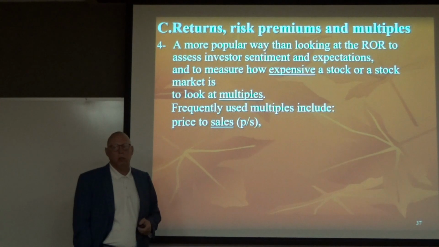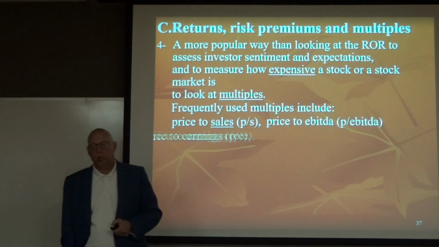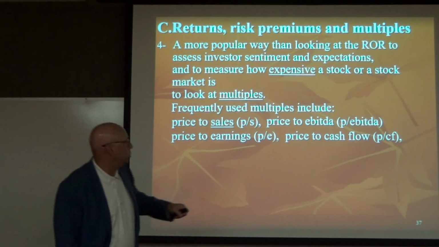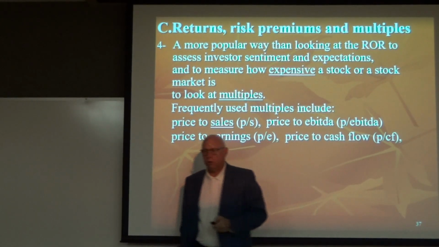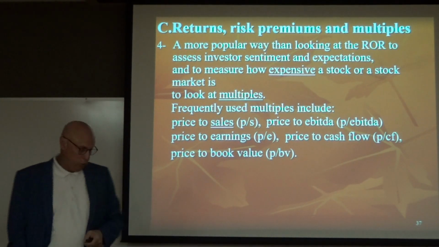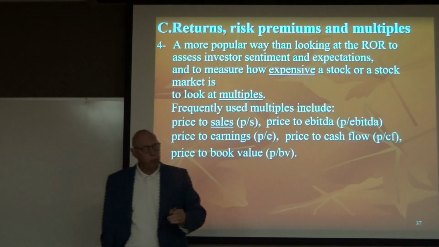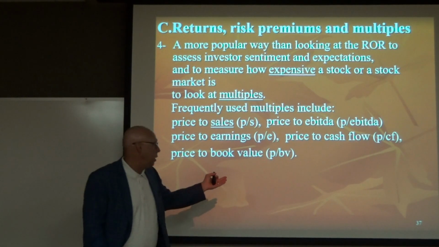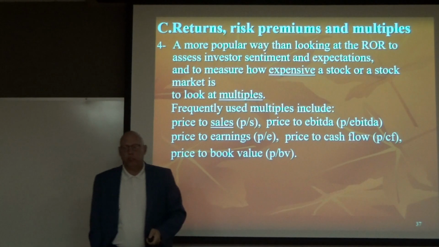Frequently used multiples include the price to sales ratio, the price to EBITDA or cash flow ratio, price to earnings ratio, price to cash flow ratio. So it depends on what type of cash flow you want to look at, EBITDA or cash flow. Cash flow from the cash flow statement, like free cash flow, a little different from EBITDA. If you're a finance major, you got to know these accounting terms. And price to book value, and book value is equity, common equity value per share.